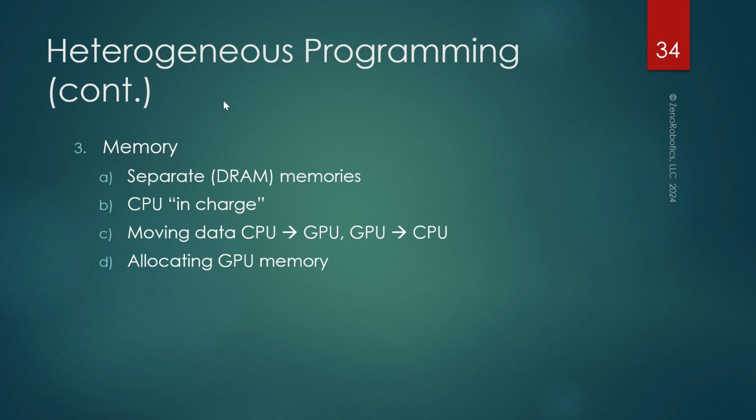So, heterogeneous programming. You have separate DRAM memories, of course. The CPU is in charge. That is where you run the program. Within the program running on the CPU, you will be calling to copy the memory of the data over to the GPU, and then you will tell it when to come back. Your allocation gets set up on the host computer as well.